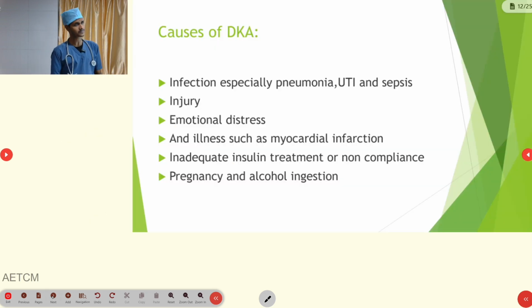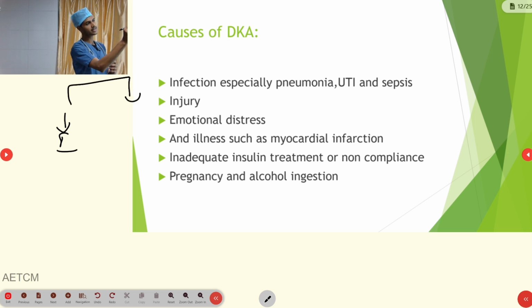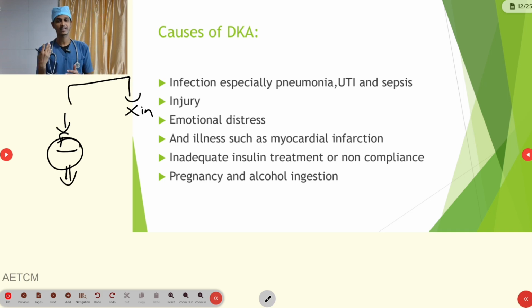Okay, so causes for DKA. What might be the reason? Here also you can divide the people into two categories for simple understanding. First category, those who are under insulin therapy, and second category, those who are not on insulin therapy. Those who are under insulin therapy, you can tell it is because of an inadequate insulin dose. That is one reason.